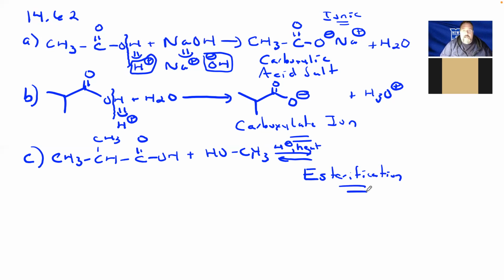From my perspective, how do you come up with the ester product? The way you come up with the ester product is the following. You go to the carboxylic acid, and from the carboxylic acid, you take off the OH.